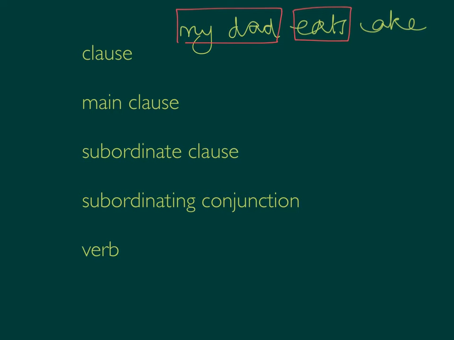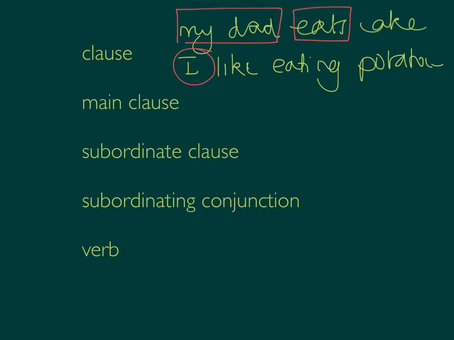Alternatively, we could use a sentence such as, I like eating potatoes. This again is a clause. It contains a subject, which is I, and a verb, like. Okay, so we can use both of these with the subordinate clause in German.